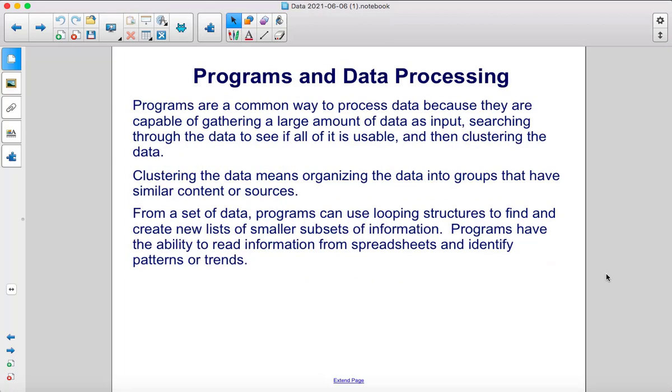Programs are a common way to process data because they are capable of gathering a large amount of data as input, searching through the data to see if all of it is usable, and then clustering the data. Clustering the data means organizing the data into groups that have similar content or sources. From a set of data, programs can use looping structures to find and create new lists of smaller subsets of information. Programs have the ability to read information from spreadsheets and identify patterns or trends.